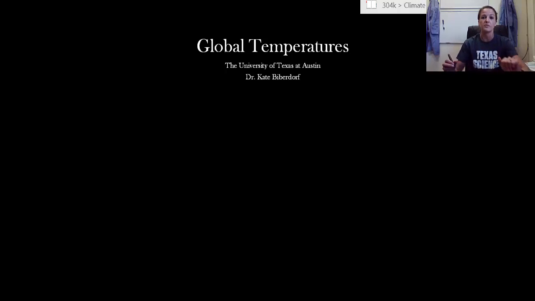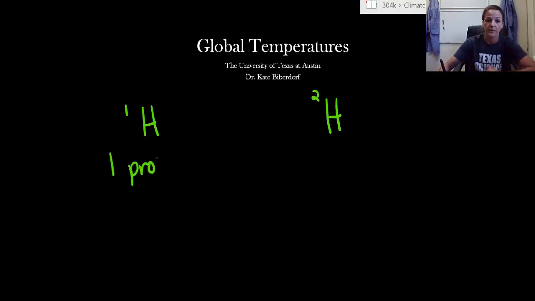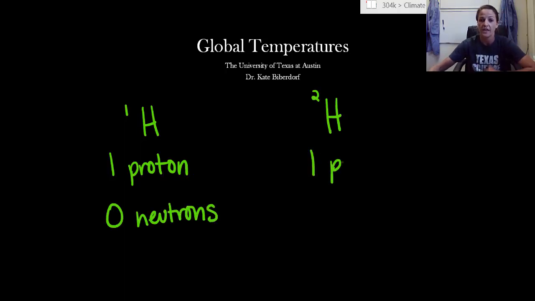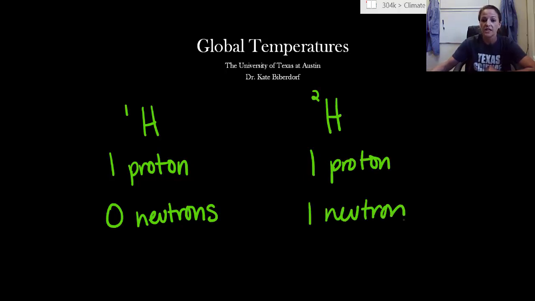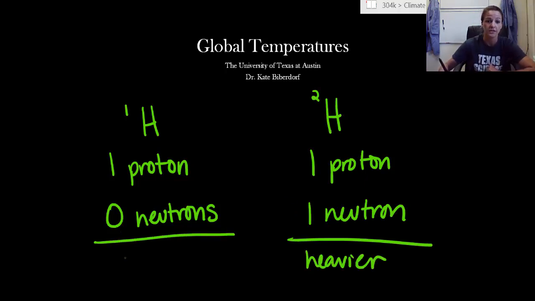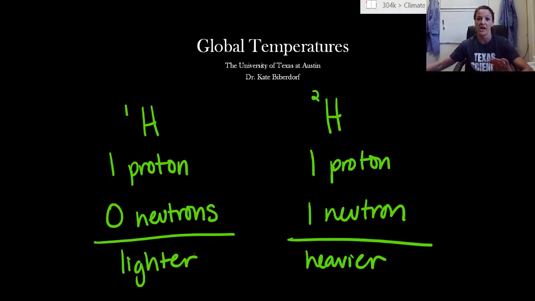So before we dive deeper into this conversation, let's just review very quickly the difference between hydrogen and deuterium. So hydrogen has 1 proton and 0 neutrons in its nucleus, whereas deuterium has 1 proton and 1 neutron. So because it has an extra neutron, it is inherently heavier. So regular old hydrogen would be the lighter isotope, whereas deuterium would be the heavier isotope.